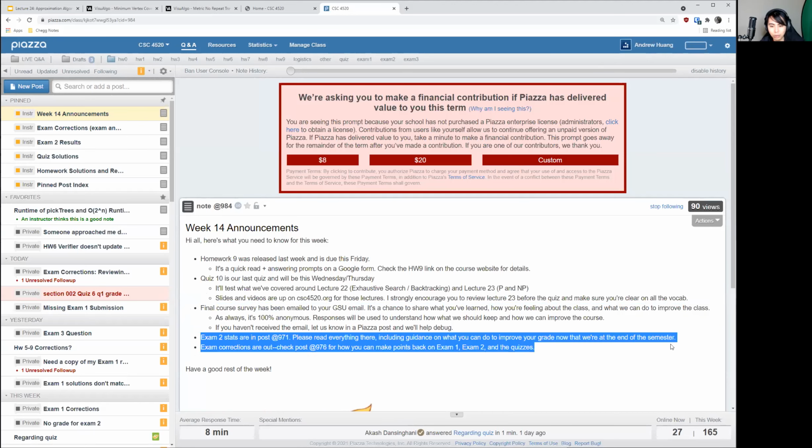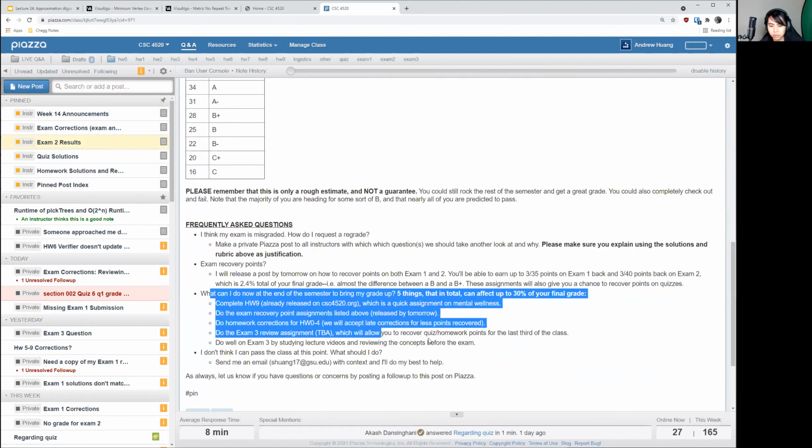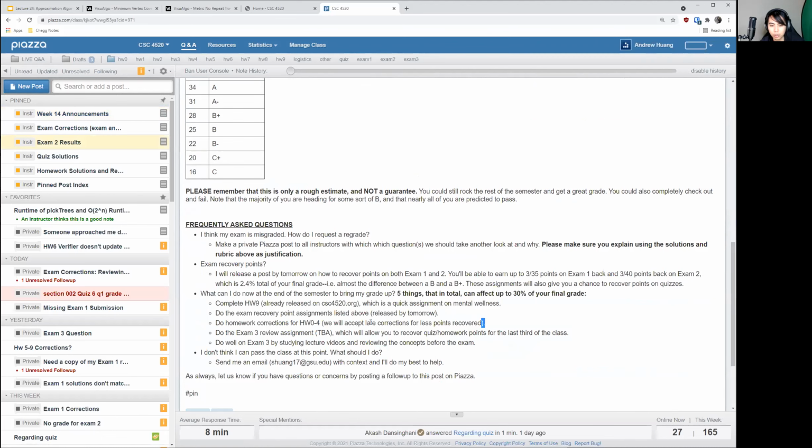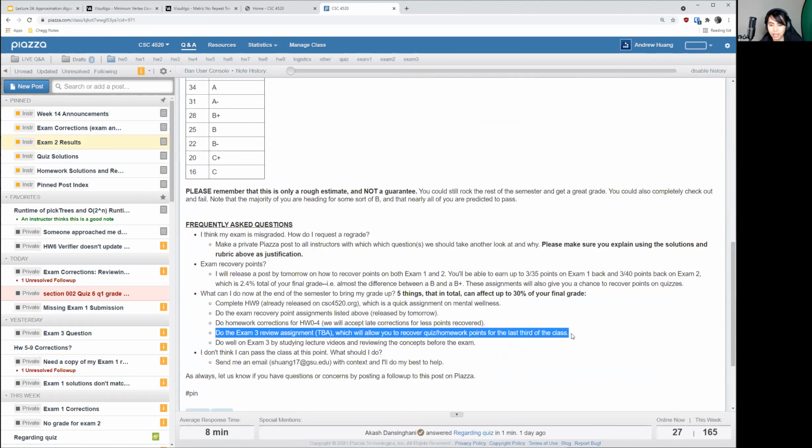Exam 2 stats are out. There is advice that you can learn from here about what you can do to make points back. For example, the homework corrections, you can still turn them in for fewer points. The homework recovery and the exam recovery will come out soon. Homework 9 was out, and there's going to be a review assignment, as I mentioned, for exam 3. And doing well on exam 3 yourself, of course, will bring up your grade. It's worth 15% of your grade, so you should do your best.